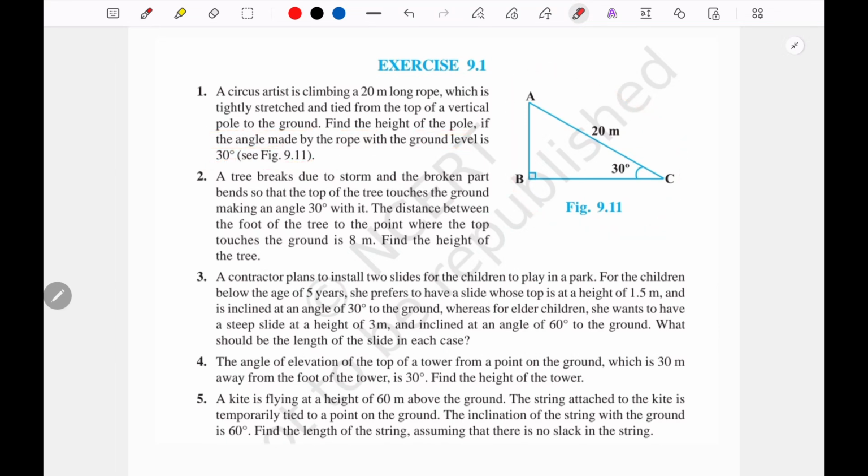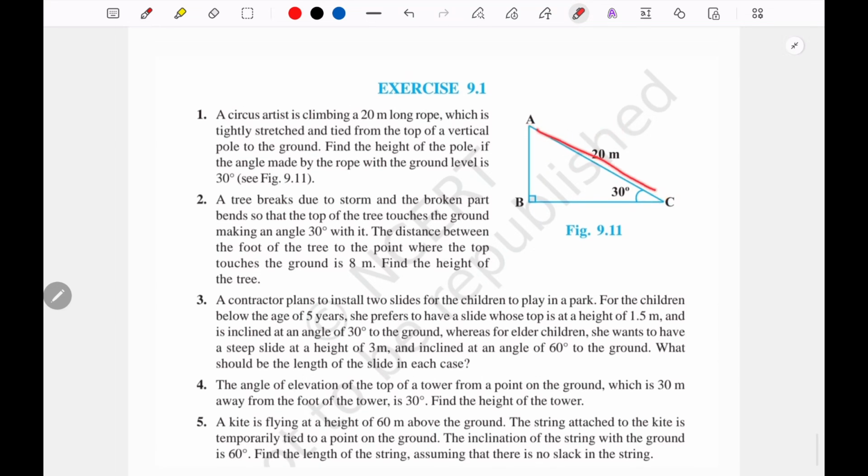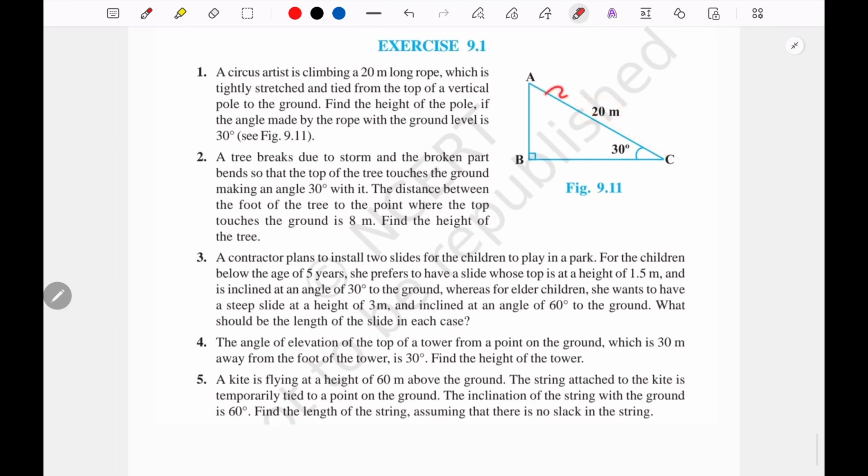So in this figure it says that a circus artist is climbing a 20-meter long rope. So this is the rope, AC is the rope, and this is the pole, and this is the ground, and this rope is tightly stretched with the ground. So the length of this rope is 20 meter, it is given, and this rope is inclined with the ground by the angle 30 degree. So these things are given in the question.